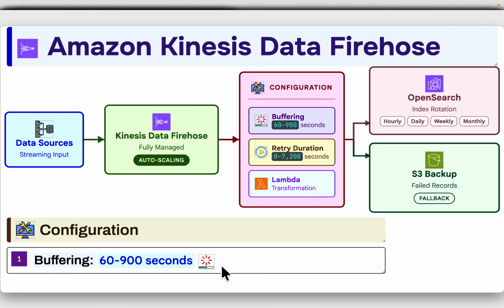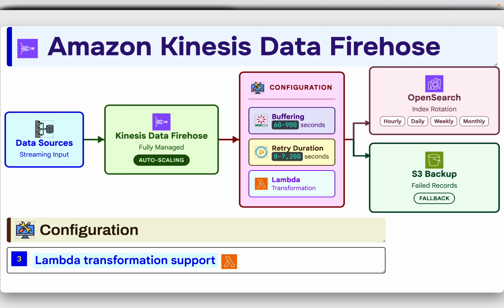And these are the configurations. So you can have a buffer, so data comes from here. You can have a buffer of 60 to 900 seconds. And data is delivered when either the buffer size or buffer interval is reached. And the retry duration can be set from 0 to 7,200 seconds with a default of 300 seconds. So this controls how long Firehose retries failed delivery. So this is in between, how many times to retry and how much interval in between.